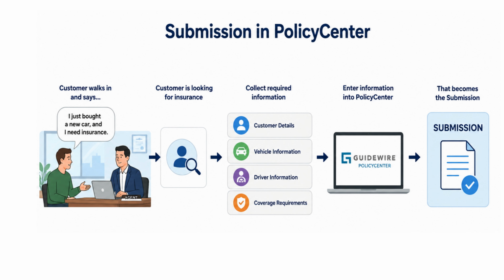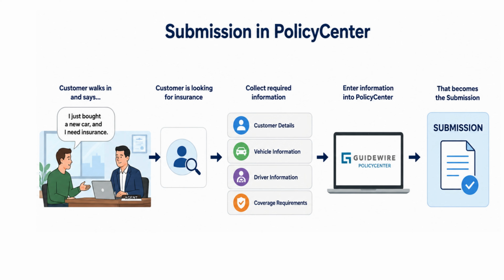Now, let's start with the first transaction. Let's take a simple example. Imagine I'm an insurance agent. A customer walks into my office and says, "I just bought a new car, and I need insurance." At this point, the customer doesn't have a policy with us. The customer is looking for insurance. So what do I do? I collect the required information: the customer's details, the vehicle information, the driver information, the coverage requirements, and I enter all of that information into PolicyCenter.